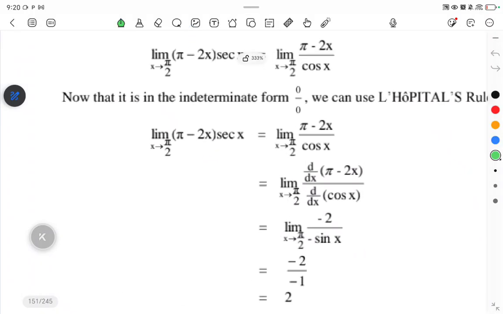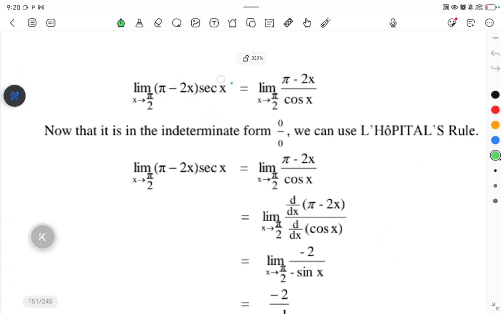Or what they did here, they changed this to 1 over cos, which is also another option. Or if you wanted, you could say sec x over, not pi minus. You can even say 1 over pi minus 2x. But whatever you take to the denominator, either the one on the numerator will decrease or the one on the denominator will decrease.